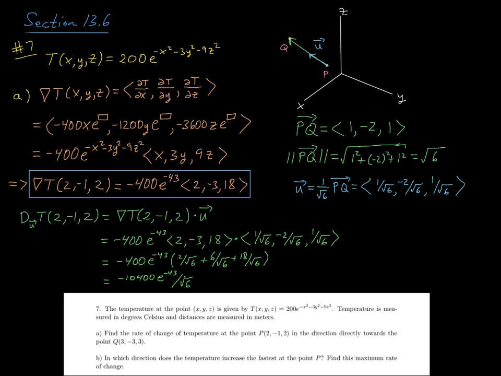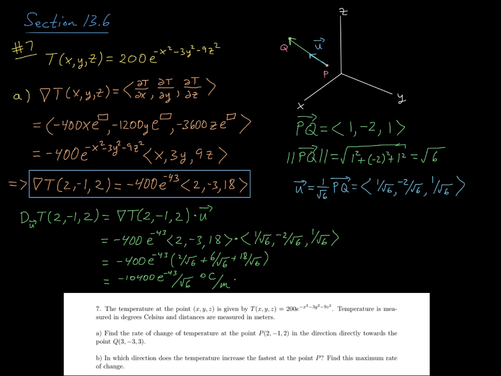Okay, now I'll go ahead and include units in my answer. This is a rate of change of temperature with respect to distance as we move in the direction U. So this would have units of degrees Celsius per meter. Okay, so this right here is our answer.